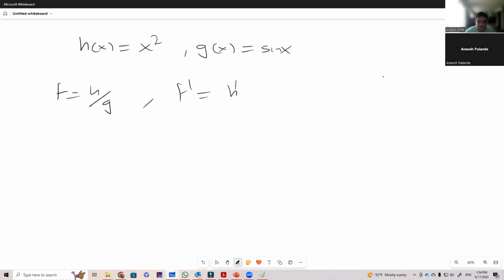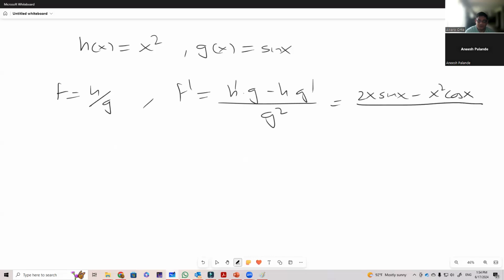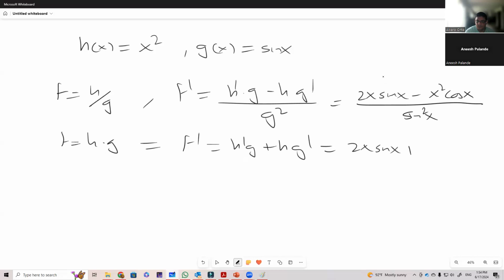So for example, this will be h prime times g minus h times g prime over g squared. And so that will be for the ratio of this. So this would be like 2x sine of x minus x squared cosine over sine squared. And depending on what it does, so for example, here with the product rule, f prime is h prime times g plus h times g prime. So same thing, but with a plus in here.